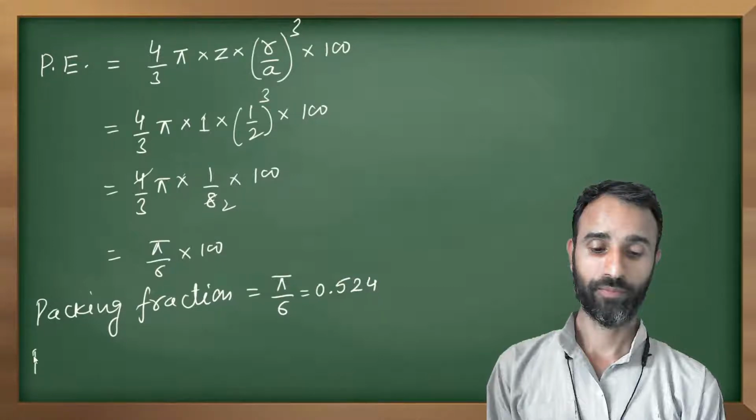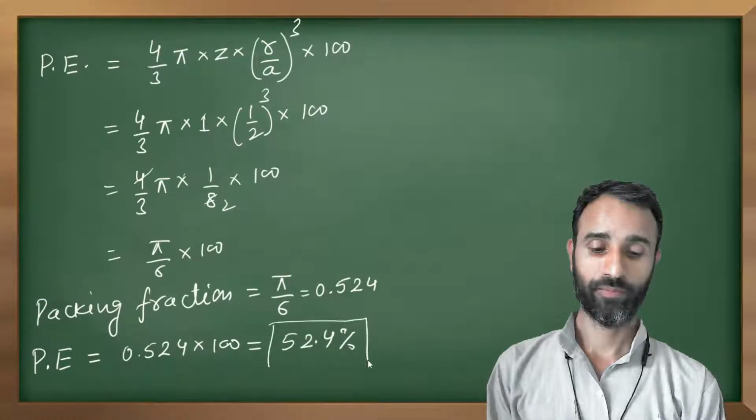Okay, and packing efficiency is 0.524 into 100. So it comes out to be 52.4%. So you should keep in mind in terms of pi as well, because that is asked in competitive exams. What is packing efficiency in terms of pi? So in terms of pi, it is pi by 6, that is packing fraction, or in number it is 0.524, and packing efficiency is 52.4%.